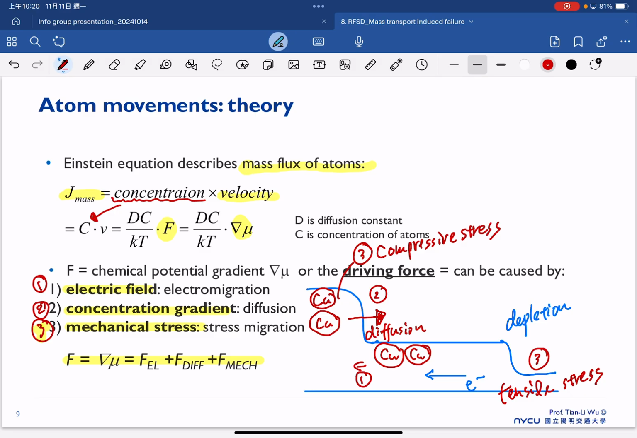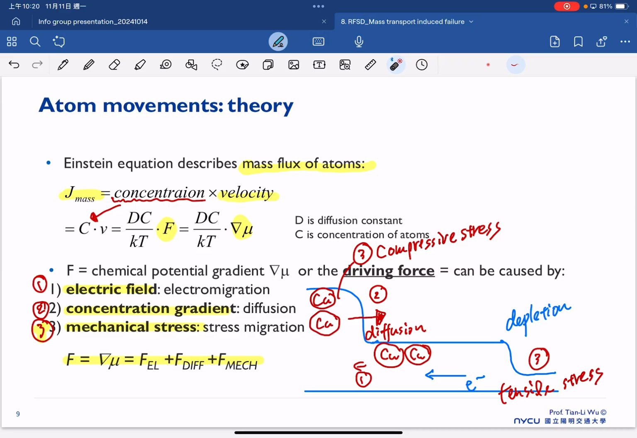So that's the overall reason why the atom movements, if you look at the atom movement in the one interconnection line, that's the overall issue why we have three different mechanisms. In the end, they try to find the balance and reach a certain status. So let me say again.